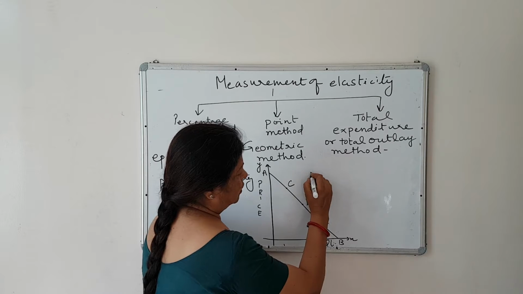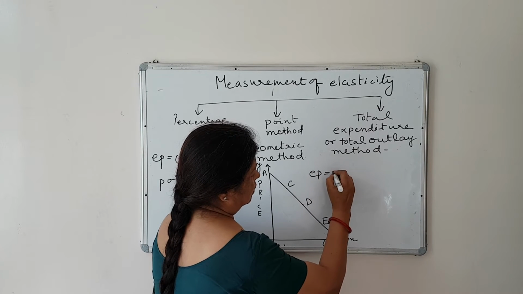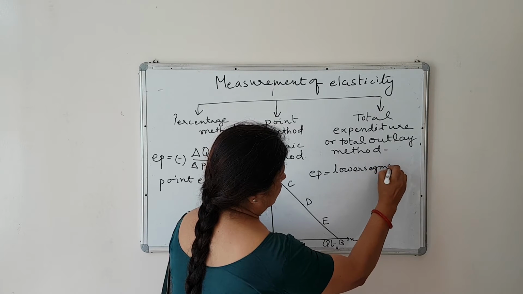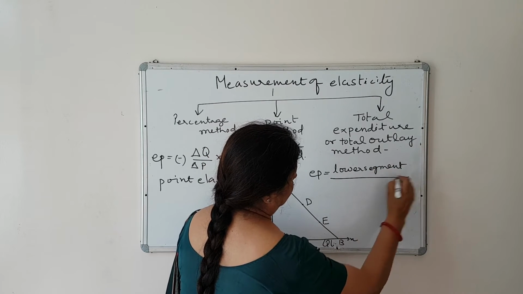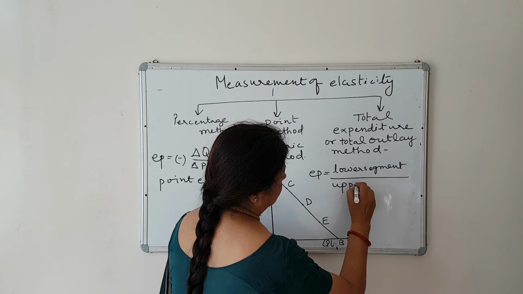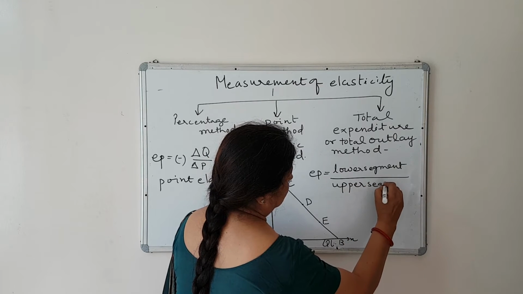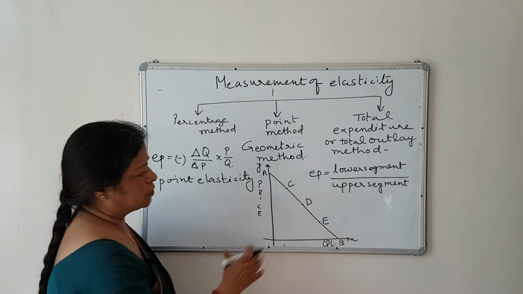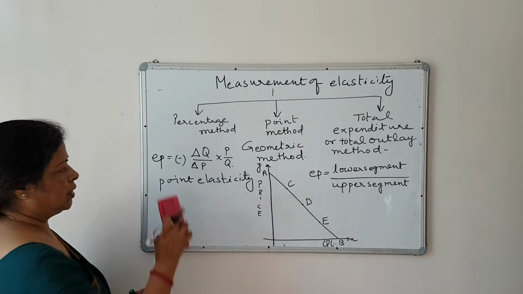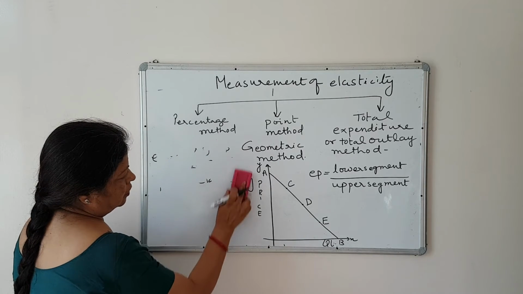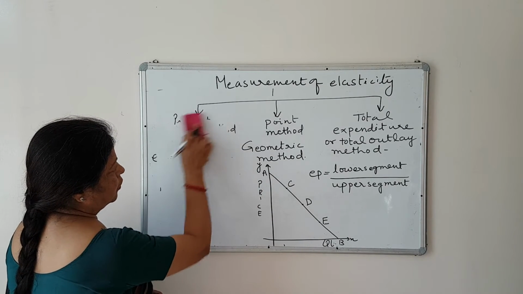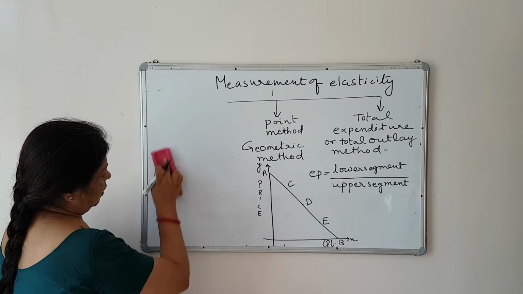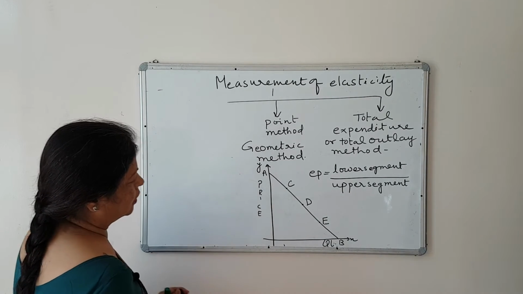After that you write the formula: lower segment divided by upper segment. The word segment means part. So this is the formula to measure point elasticity. Now here you have to explain each point. One by one we will explain each point.